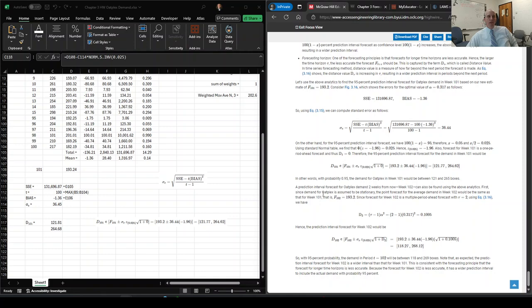First, since demand for Oatplex is assumed to be stationary, the point forecast for the average demand would be the same as that for week 101. In other words, forecast for 102 is 193.2. Since the forecast for week 102 is a multi-period ahead forecast with t equals 2, we can come up with a demand.